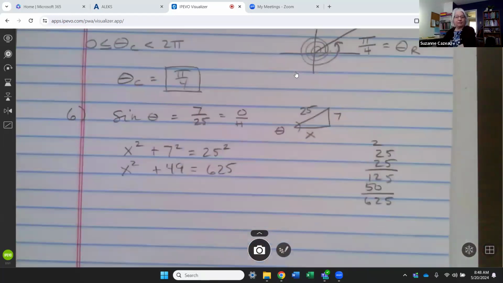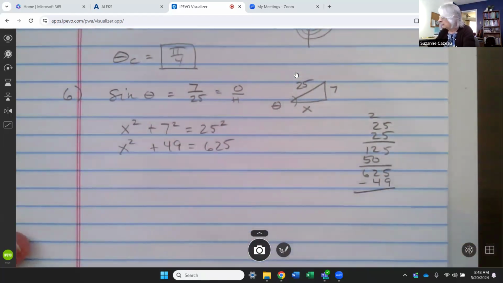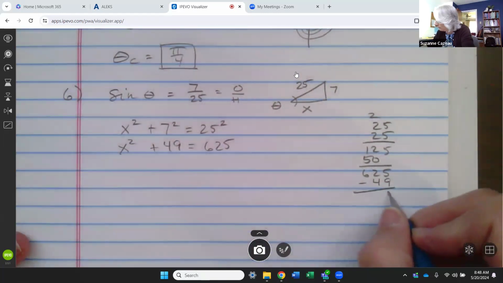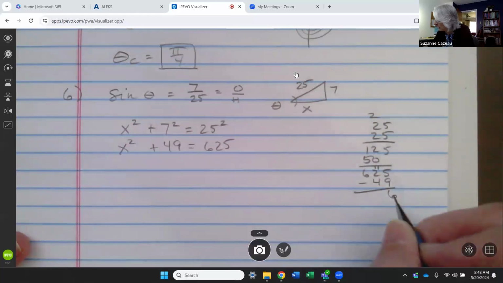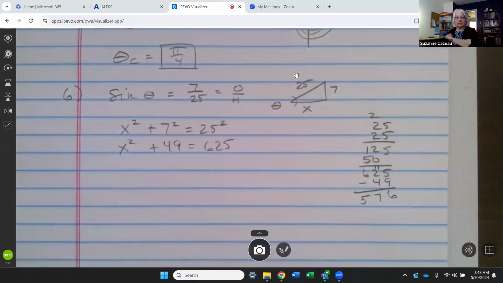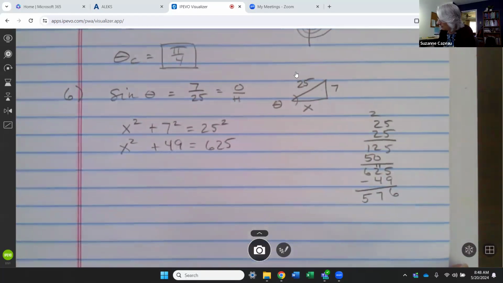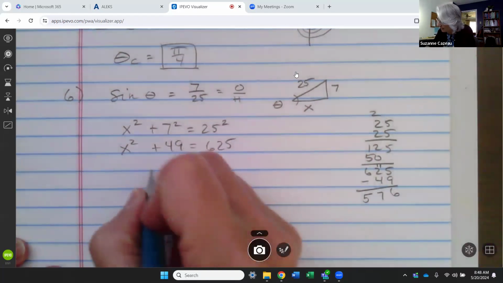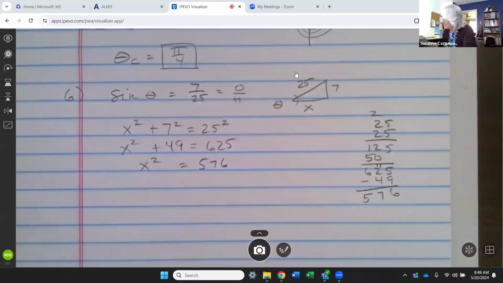And now I can subtract 49. Let's see. What do we got? 6. And that's a 1. 11, 10, 9, 8, 7. And 576. Oh, right. Okay, so I'm subtracting that. So x squared is 576.